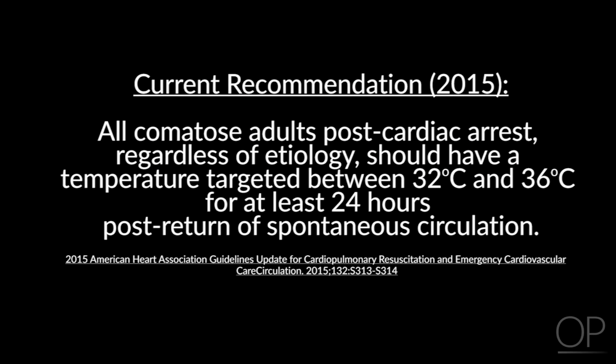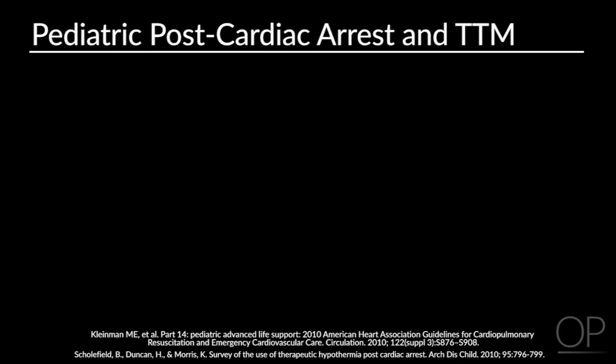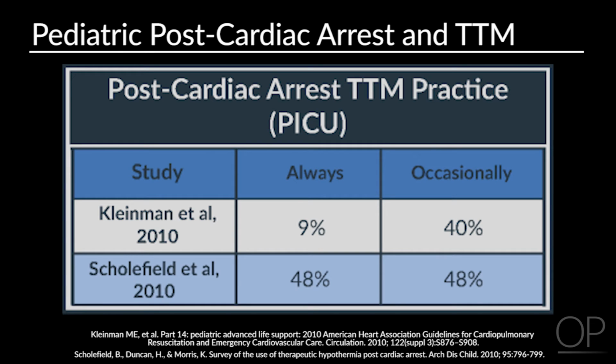This led to the most current recommendation that all comatose adults post-cardiac arrest, regardless of etiology, should have a temperature targeted between 32 and 36 degrees Celsius for at least 24 hours post-return of spontaneous circulation. Well, what about pediatrics? What do we have? Well, what we have is limited data, and we have practitioners worldwide that are left being unclear as to whether or not they should extrapolate the adult data.